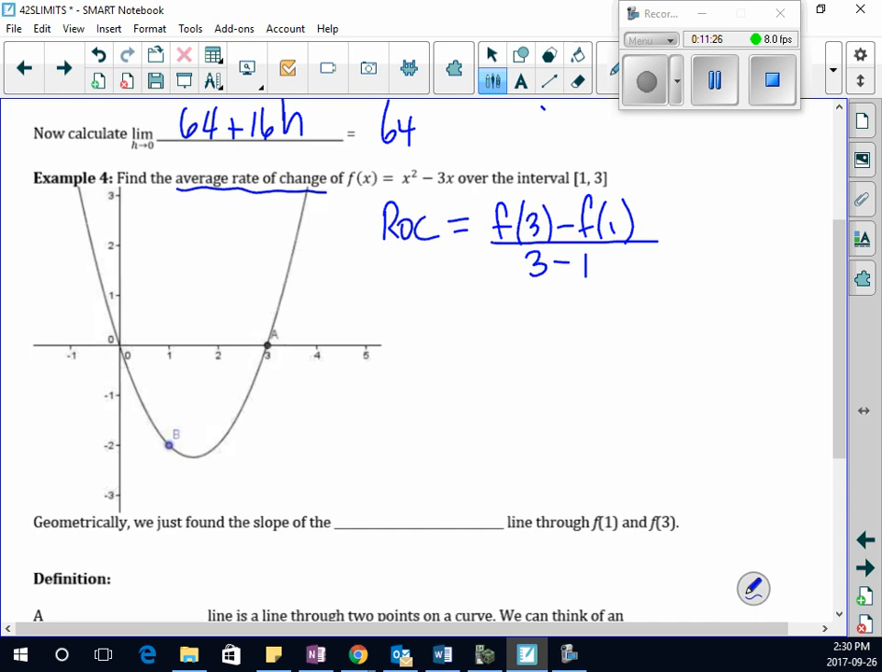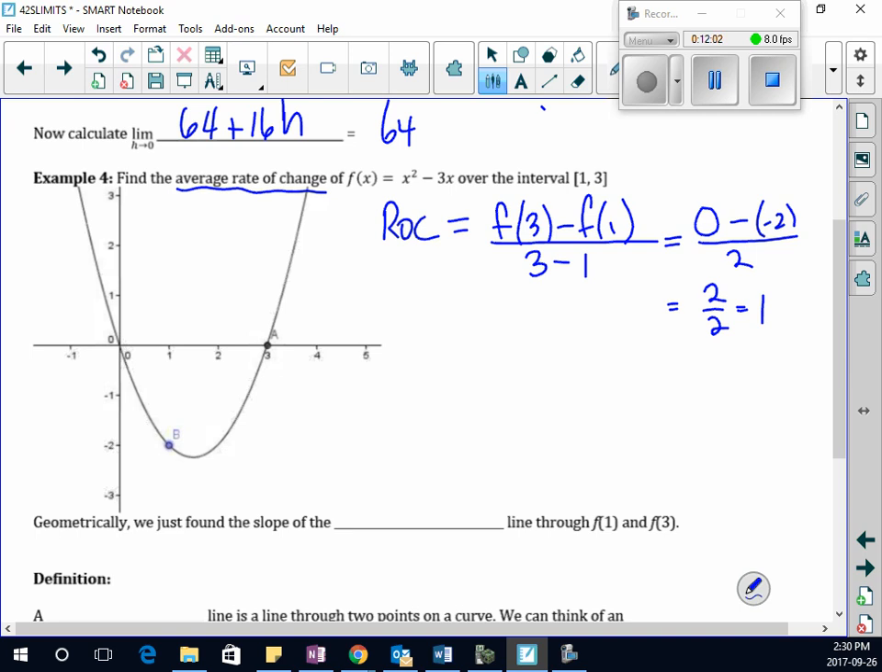So, what is f of 3? 9 minus 9, right? 3 squared minus 3 times 3, you get 0. Minus f of 1, when 1 goes in, what do we get there? Minus 2, over 3 minus 1, 2. So what do we get? 2 divided by 2, which is 1.